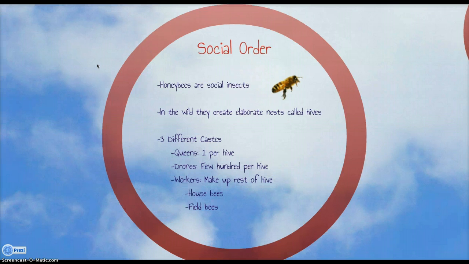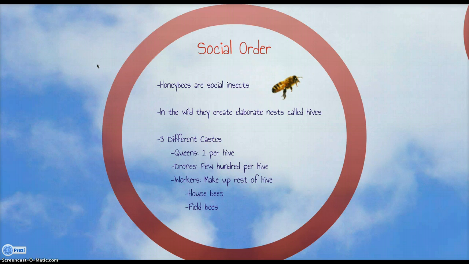Honeybees have a very specific social order and are highly social insects. In the wild, they create elaborate nests called hives that contain up to 20,000 individuals. The honeybees' social order consists of 3 different castes. There's the queen. There's only one queen per hive, and her main purpose in life is to make more bees. And she can lay over 1,500 eggs a day and will usually live a little less than 2 years.